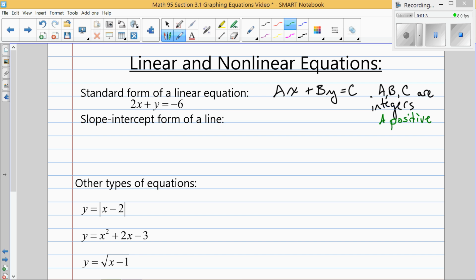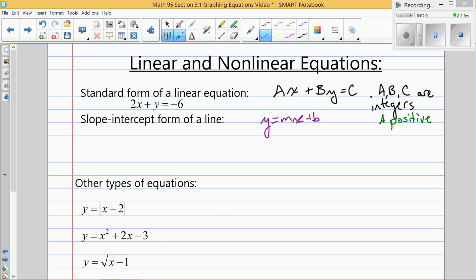It's not a very helpful form when it comes to graphing, so what we would like to do is change it into something called slope-intercept form. And you are probably familiar with this form. It looks like y equals ax plus b. Now, in Math 95, instead of using an a, we typically like to use an m. So let me go ahead and change that to an m.